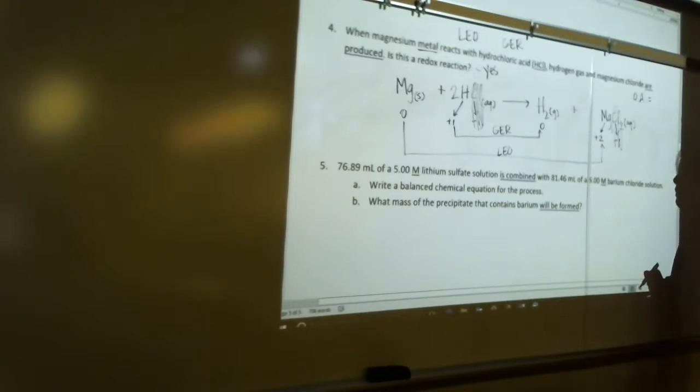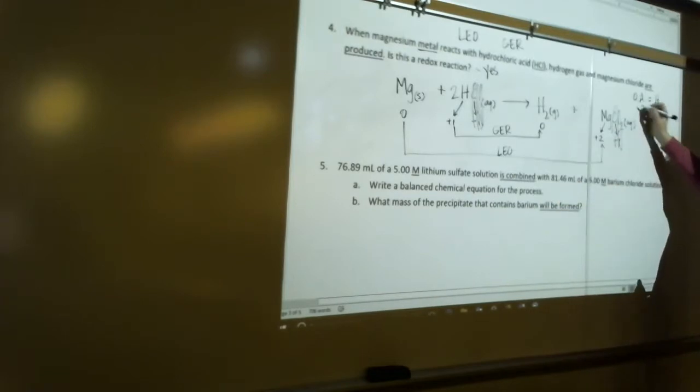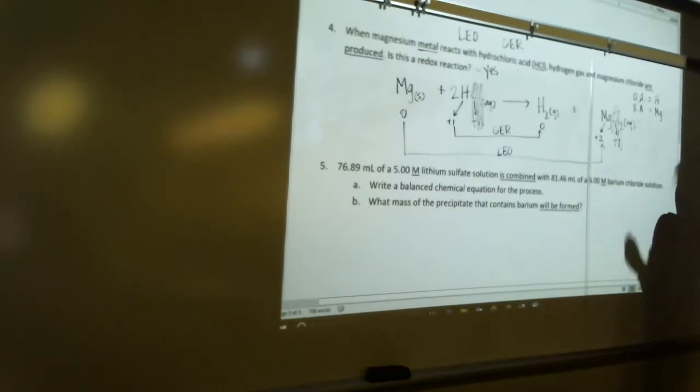Oxidizing agent? Remember, agent means allows to occur. So the oxidizing agent is the thing that actually gets reduced, right? So it would be the hydrogen in HCl. And what would the reducing agent be? That would be the magnesium. Okay, remember, agent means allows to occur. So if you are the reducing agent, that means you are getting oxidized because they are opposite each other.